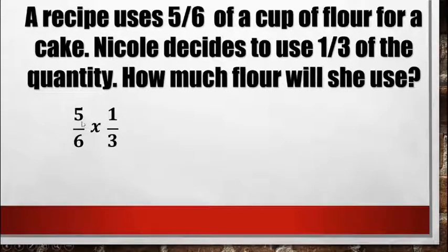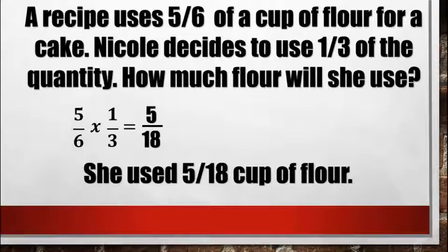So we have 5 times 1 is equal to 5, and 6 times 3 is 18. Because 5 over 18 has no other common divisor, we can say that she used 5 over 18 cup of flour.